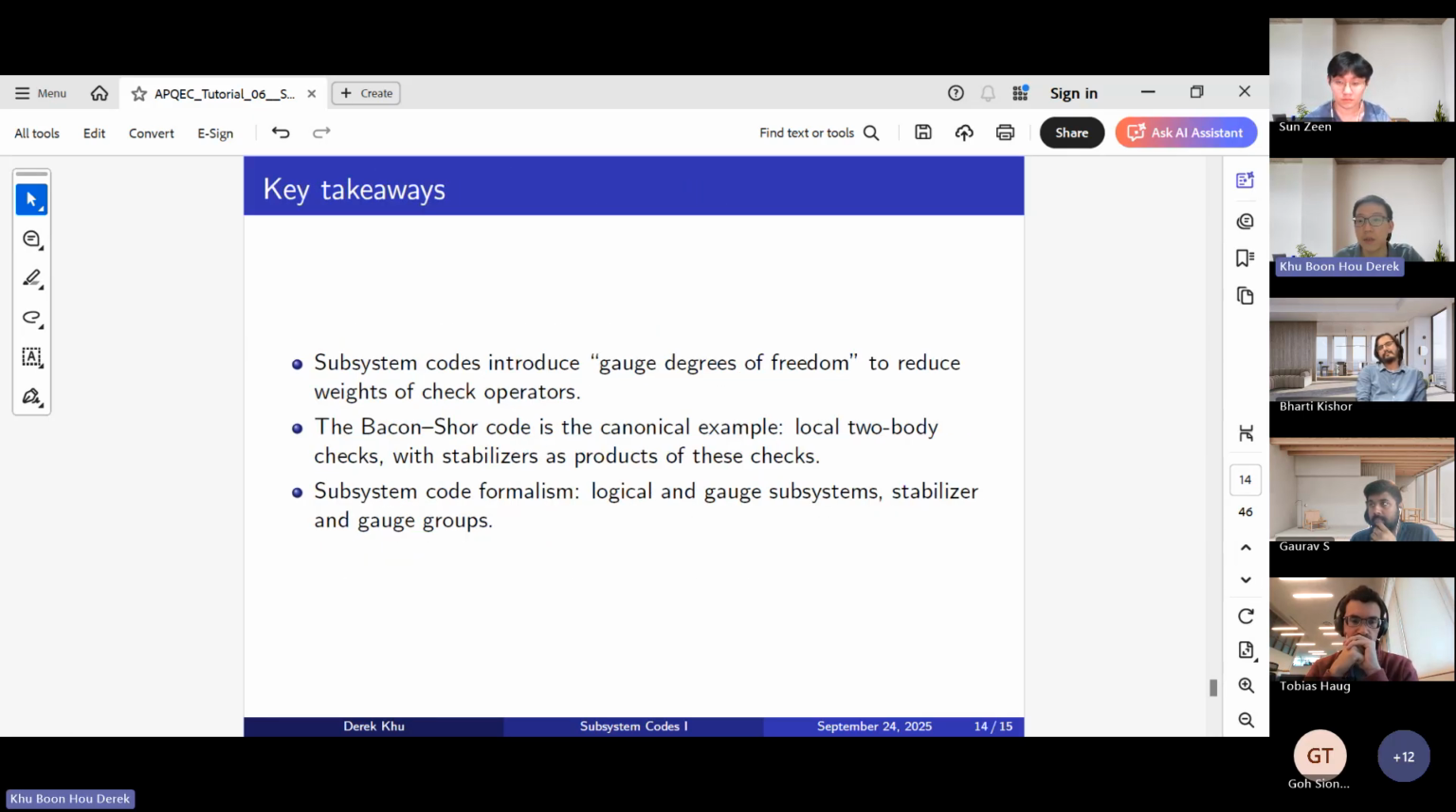And so the takeaway for this session is that subsystem codes introduce gauge degrees of freedom. In some sense, this helps us reduce the weight of the check operators. Just like the Bacon-Shor code, we reduced the weight of the checks from 6 to 3 to 2. The canonical example is the Bacon-Shor code, because we just have two-body checks. We discussed the subsystem code formalism, what a logical subsystem is, what a gauge subsystem is, and then we talked about the stabilizer and gauge groups.